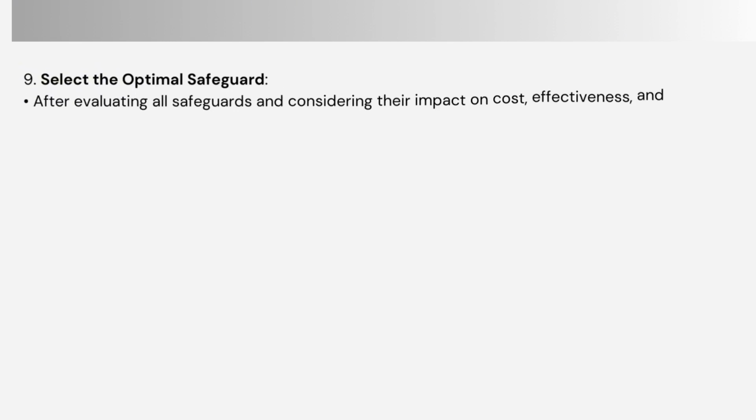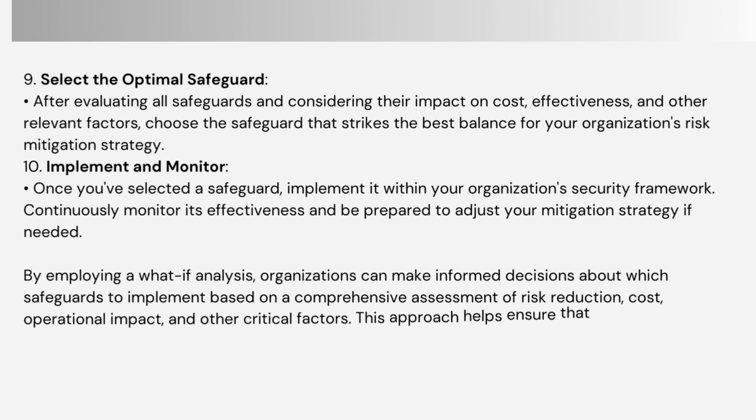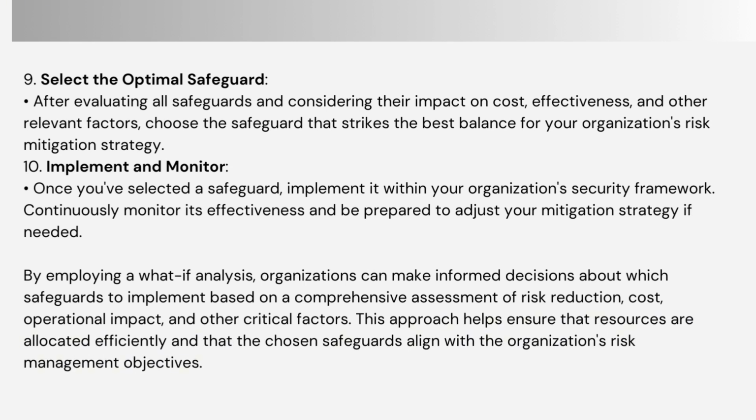Select the optimal safeguard. After evaluating all safeguards and considering their impact on cost, effectiveness, and other relevant factors, choose the safeguard that strikes the best balance for your organization's risk mitigation strategy. The last one is you're supposed to implement and monitor. Once you've selected a safeguard, implement it within your organization's security framework. Continuously monitor its effectiveness and be prepared to adjust your mitigation strategy if needed.